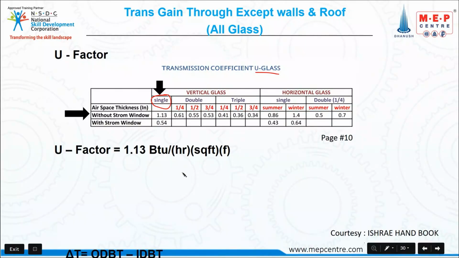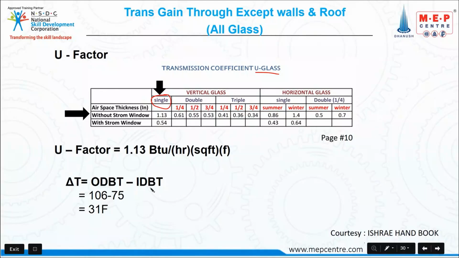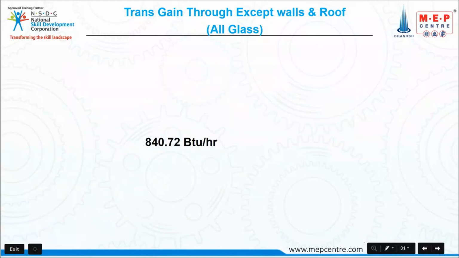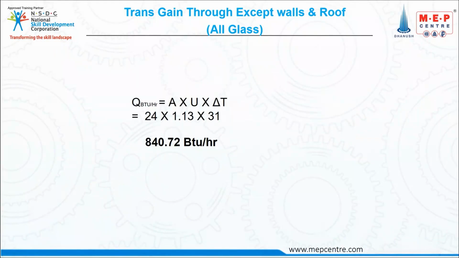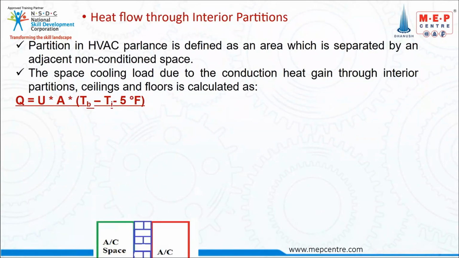Okay. Next. So delta T is very clear. ODBT minus IDBT in this case, which is 106 minus 75, which is 31 degree Fahrenheit. Okay. We have area, we have U value, and we have delta T. So which is 840.72 BTU per hour. Next, partitions.